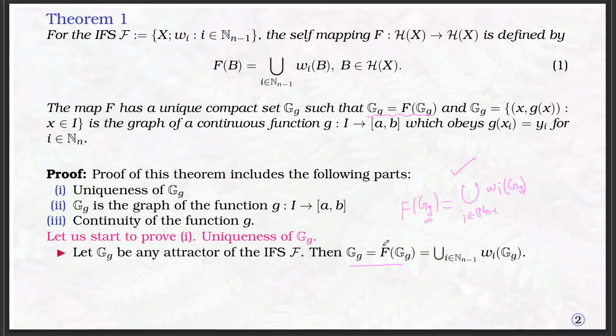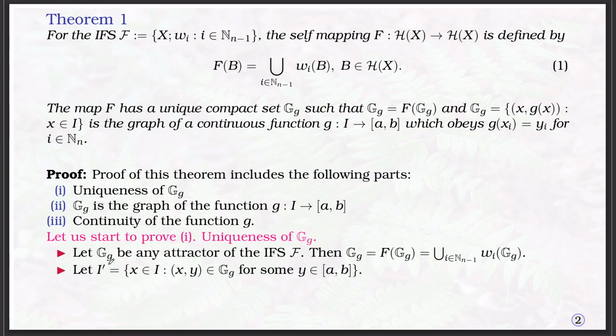Then one can understand, suppose we have one I dash which is defined like this: for all x belongs to I, (x, y) for some y belongs to [a, b]. That means this G is the unique attractor. Suppose we have one I dash such that, what is this I dash? For some y belongs to [a, b], this (x, y) belongs to the set.